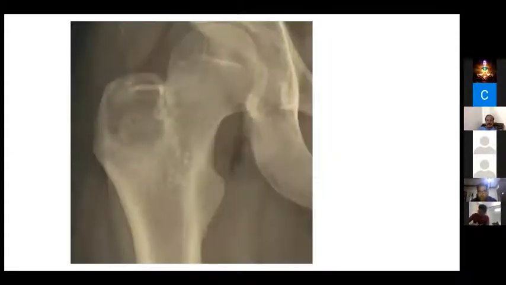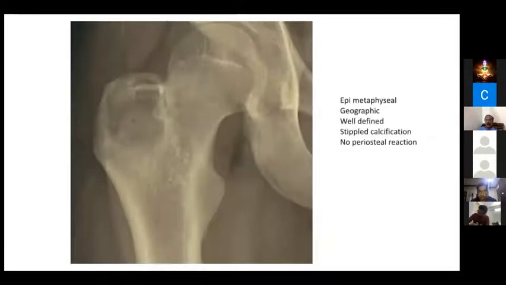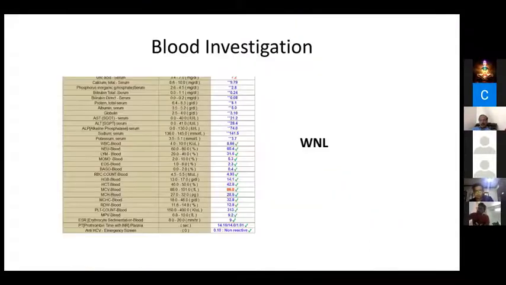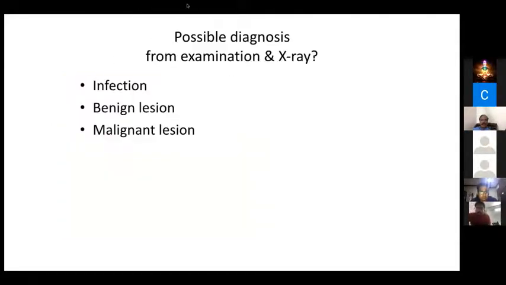So we have discussed this in detail now. Look at this: an epiphyseal lesion, a geographical lesion, well defined, with stippled calcification, reaction. We have discussed these things. And your diagnosis will be GCT or chondroblastoma, and there is a blood investigation. This also we have discussed. It is not infection because of these reasons. Benign lesion most possibly, and the malignant lesion features are.